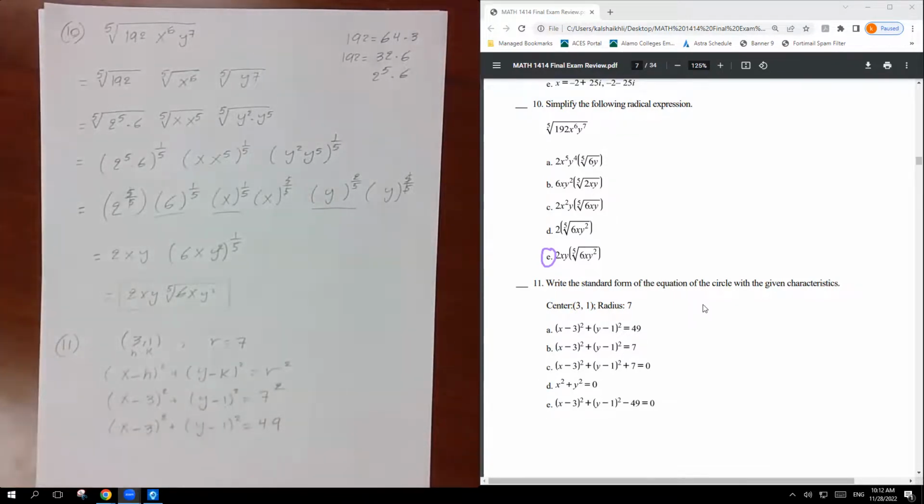That's it for example 11. So we're going to choose x minus 3 squared plus y minus 1 squared equal 49. So we're going to choose A.